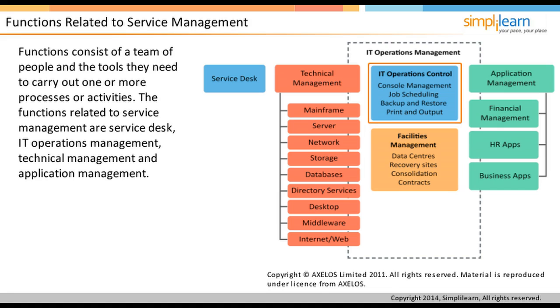Operations control includes job scheduling, procedures for backup and restore, processing of console management, and so on. Facility management is related to managing the physical IT environment. This includes network rooms, data center rooms, power supply, and so on.